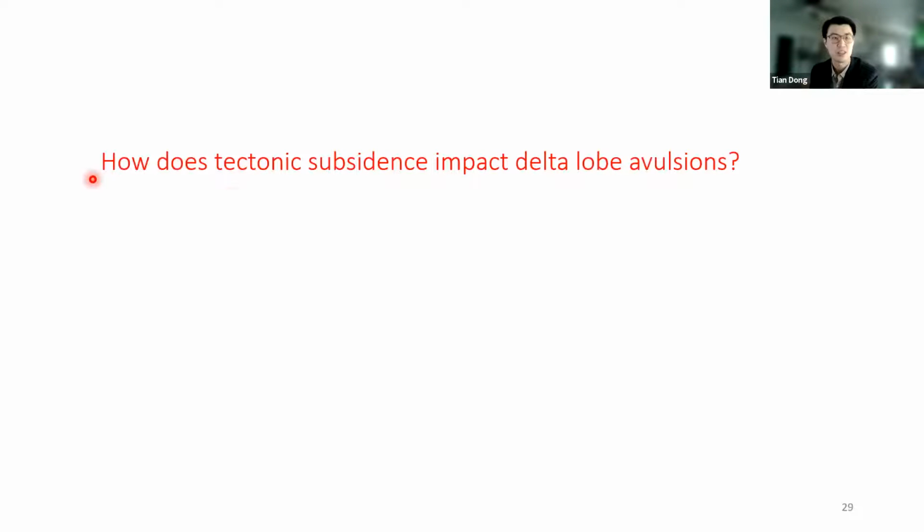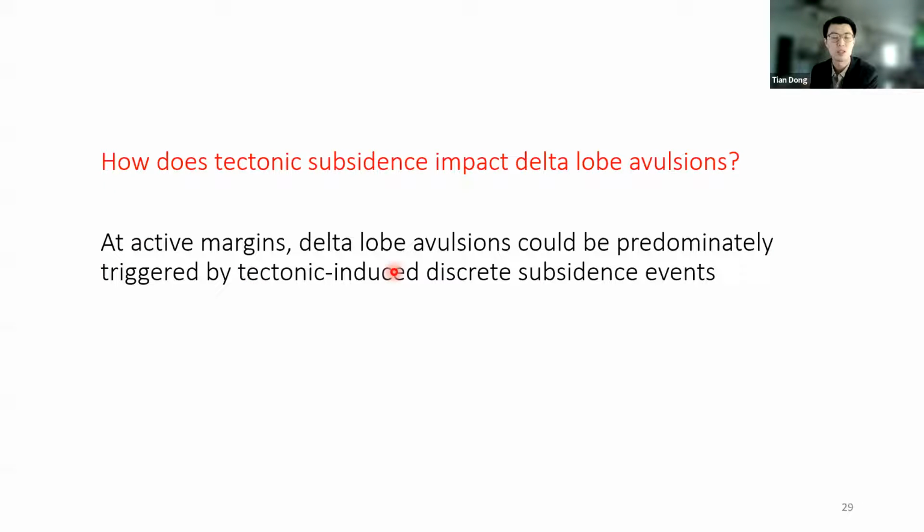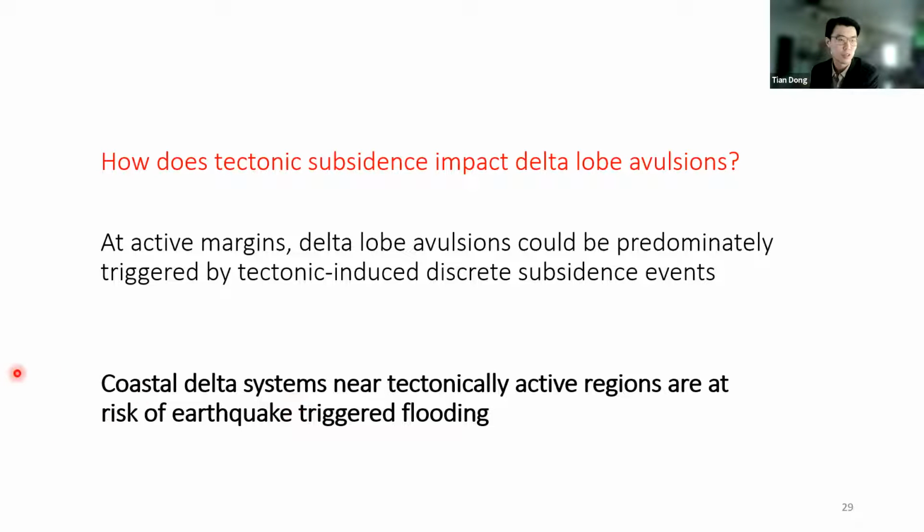So that answers our second question. At active margins, delta lobe avulsion could be predominantly triggered by tectonically induced subsidence events. And from a coastal hazard standpoint, coastal delta systems near tectonically active regions are actually at risk of earthquake-triggered flooding, which I don't think has been considered before. And from understanding of this tectonic subsidence impact on delta lobe avulsions and the grain size variability, we can make some implications. It has implications on the development of stratigraphy.